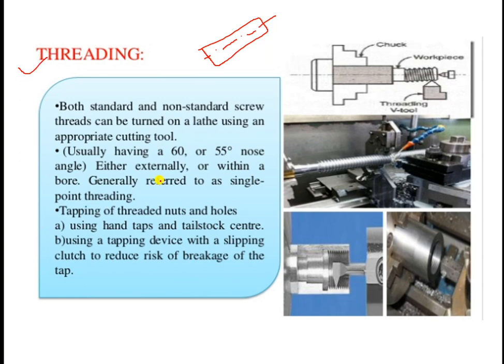These threads are of so many types, having included angle 60 degree, 55 degree, maybe buttress thread, maybe square thread. For this particular purpose, the single point threading tool is used. This is the external threading right now. We can carry out the internal threading also here. This is the internal threading which is available here, and this is the external threading which is available here. This is the threading tool.